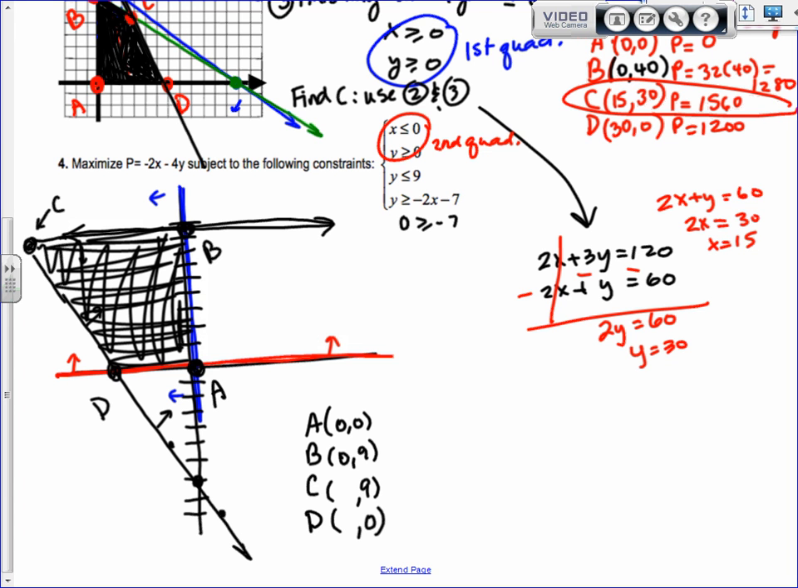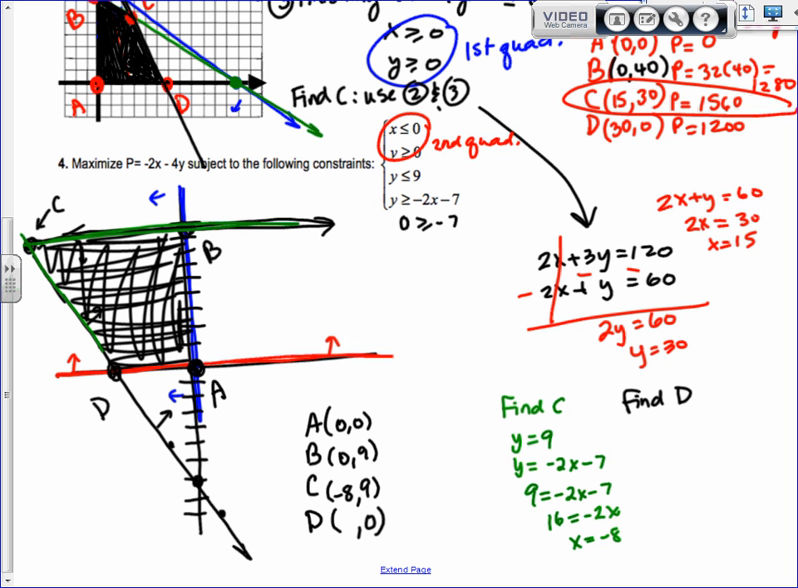Okay, so if I'm finding C, I used the y equals 9, and I used this other one, y equals negative 2x minus 7, to find it. So we know the y value is 9, so plug in 9. So I get 9 equals negative 2x minus 7. Add it over, so 16 equals negative 2x. Did you guys get x equals negative 8? So you should get negative 8 comma 9. Yay.